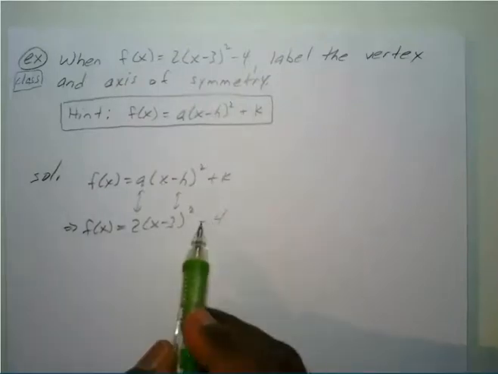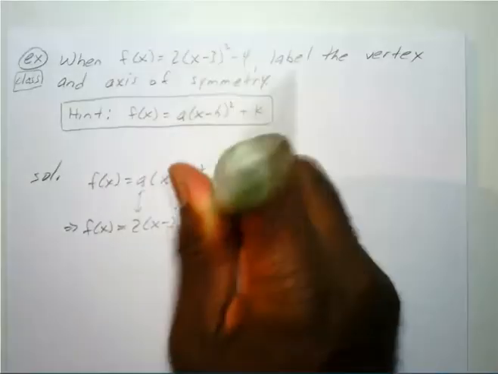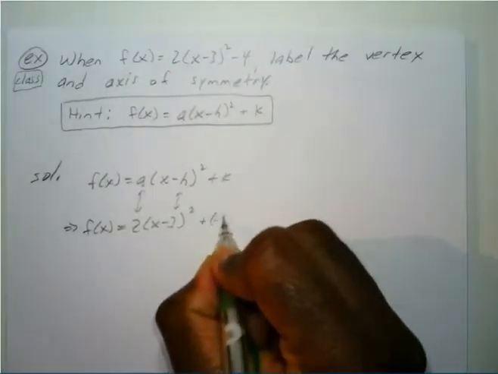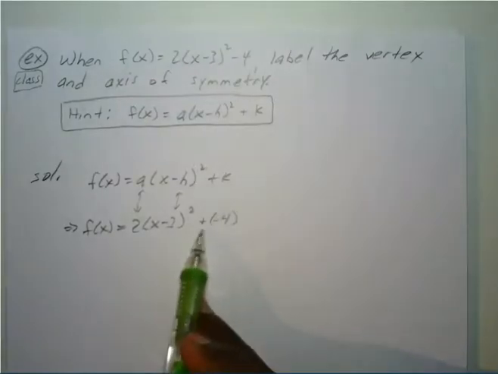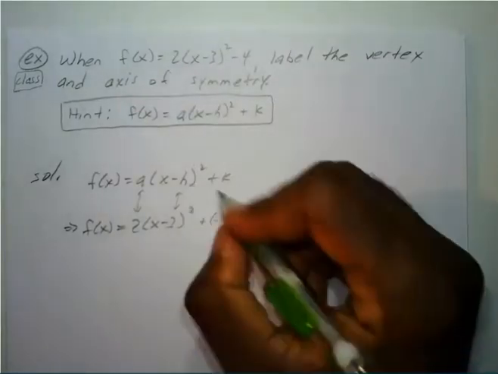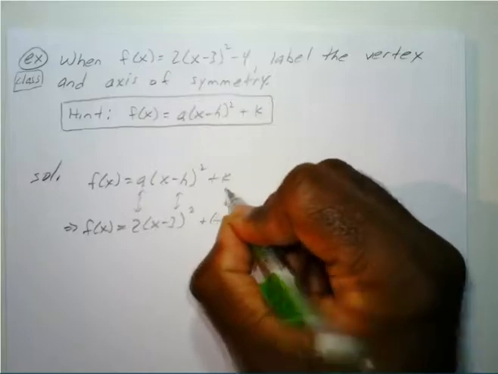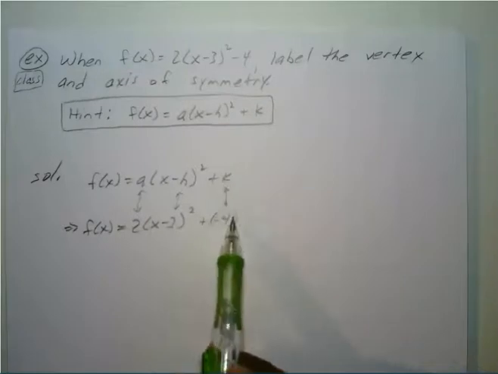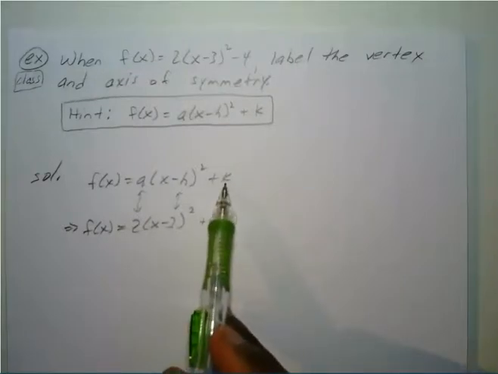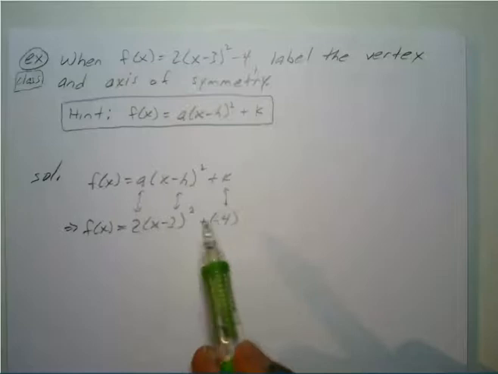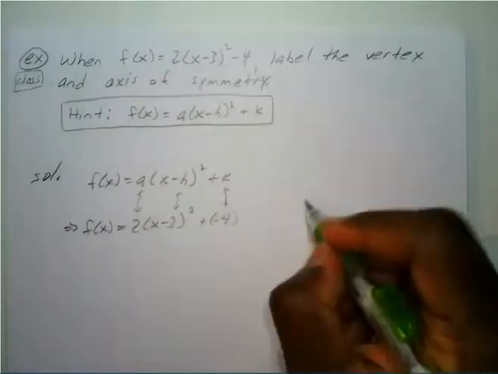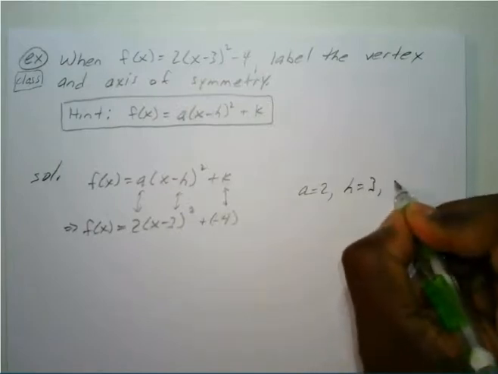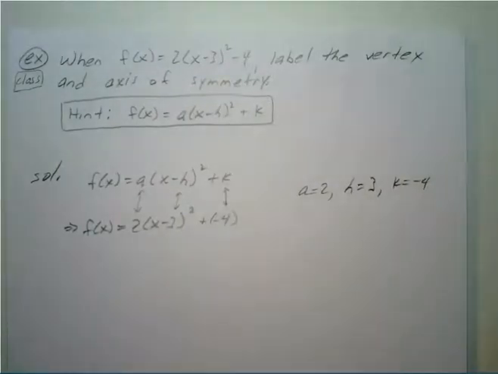So we're not going to change anything, but we're going to make this plus negative 4. Instead of minus 4, we just made it plus negative 4, because remember, all of your signs have to match. You can't have different signs in both forms, because if you just put that k is equal to 4, this wouldn't have been correct. But it is correct that k is equal to negative 4. So we know that a is equal to 2, h is equal to 3, and k is equal to negative 4.